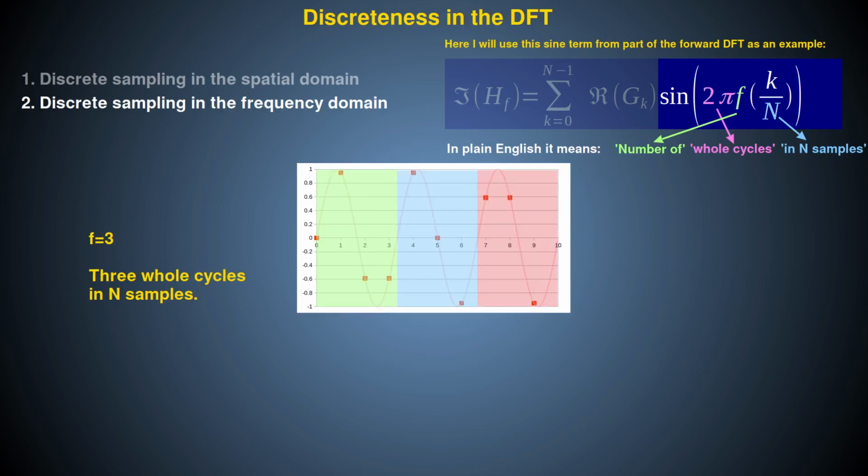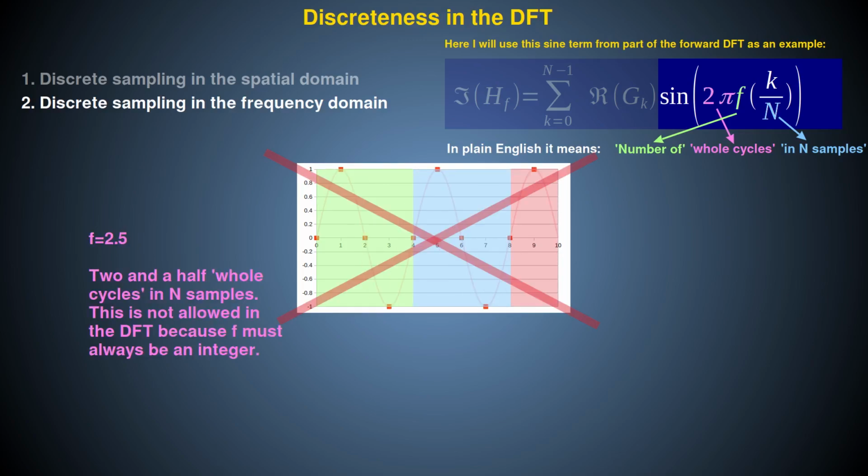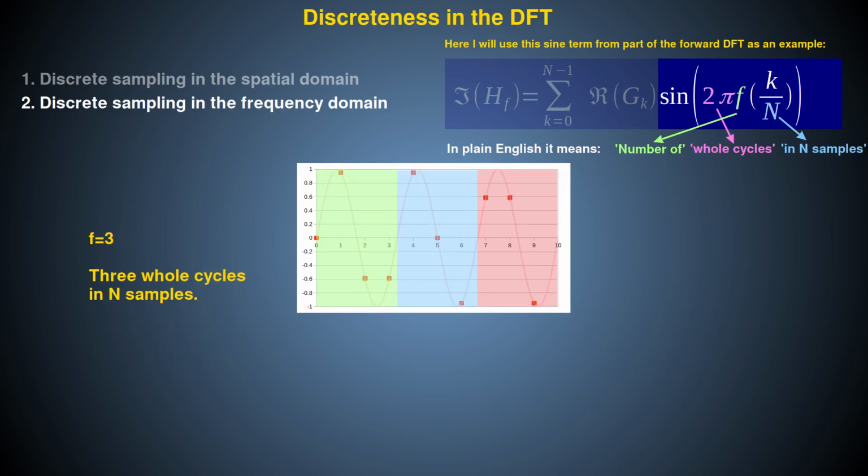The key concept here is that only a whole number of complete cycles can be represented in any Fourier sinusoid for the DFT. You can't have half cycles or other partial cycles. It must be only a whole integer number of full cycles. This is what it means to have discrete frequencies.